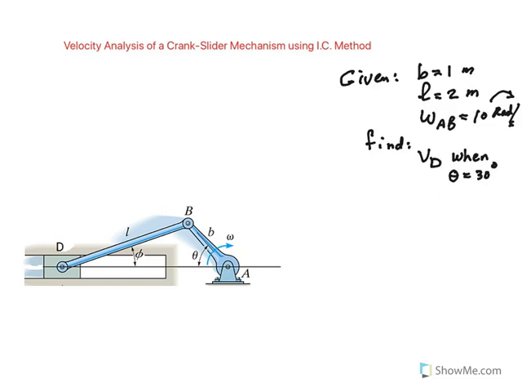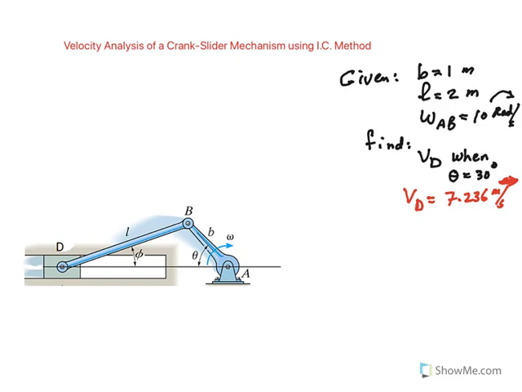As you know, we've already done this problem. You've seen it in another video, or if you haven't, I'll put the link in the YouTube video so you can refer to that. In any case, the answer based on that approach was a velocity of D of 7.236 meters per second to the right. So what I want to do now is redo the same problem, finding the velocity of D at that angle using the instantaneous center approach.